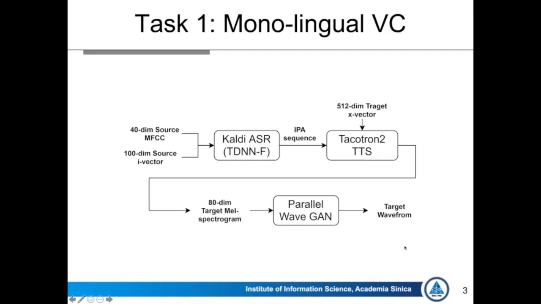In this slide, we are showing the monolingual system structure. As you know, the output of ASR is an IPA sequence, and the TTS will take the sequence to generate mel spectrograms. And then Parallel WaveGAN will take the mel spectrogram to make a target waveform.